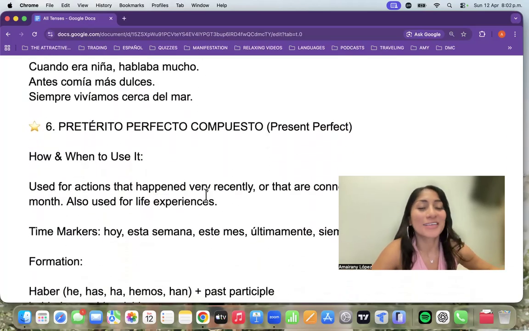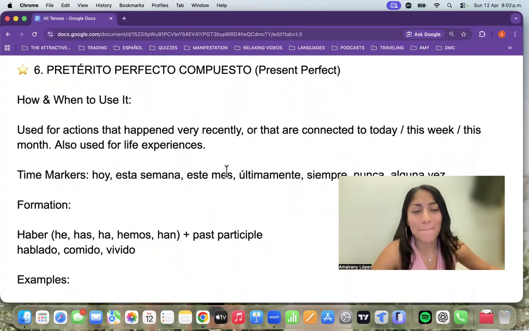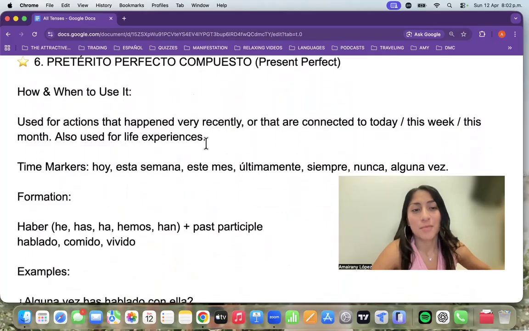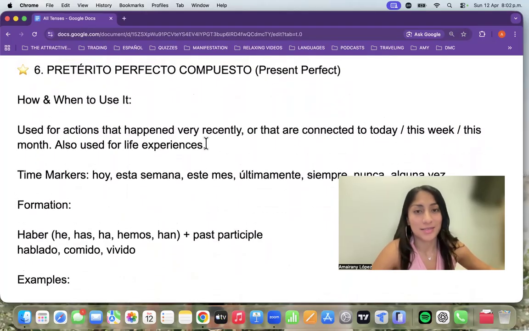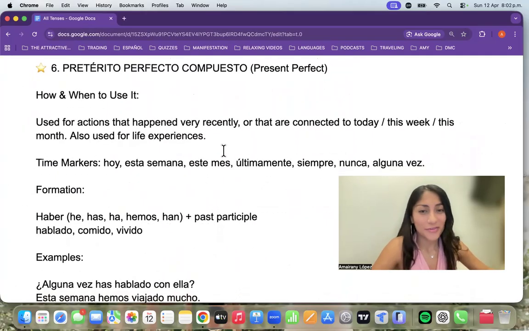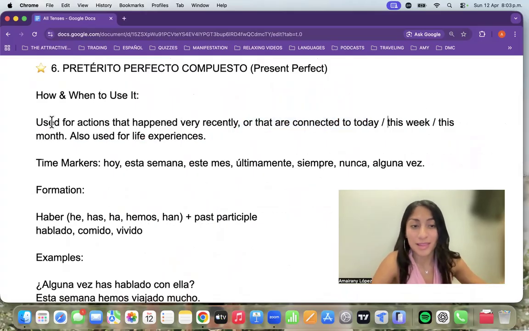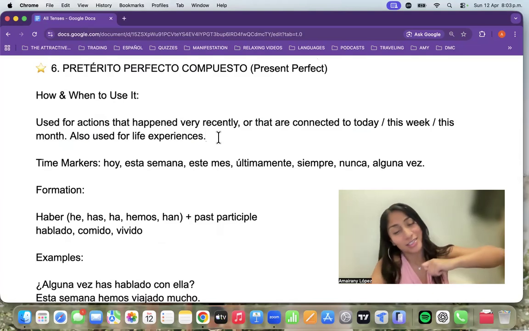Okay, so we are getting into more advanced sentences and also more complex tenses. The pretérito perfecto compuesto is very used as well for all those things that happened very recently or that are connected to today, this week, or this month. Also used for life experiences. This is also a past tense, but it is different because these actions are connected to today.